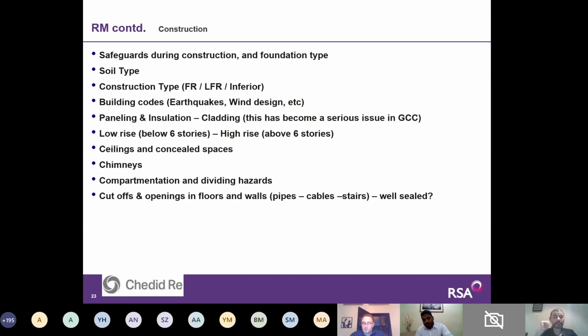Building codes, earthquake, wind design. Jordan and Turkey are famous. They have earthquakes every few days. They have a shake. Your buildings are designed to resist earthquakes. Are your buildings designed to resist windstorms?